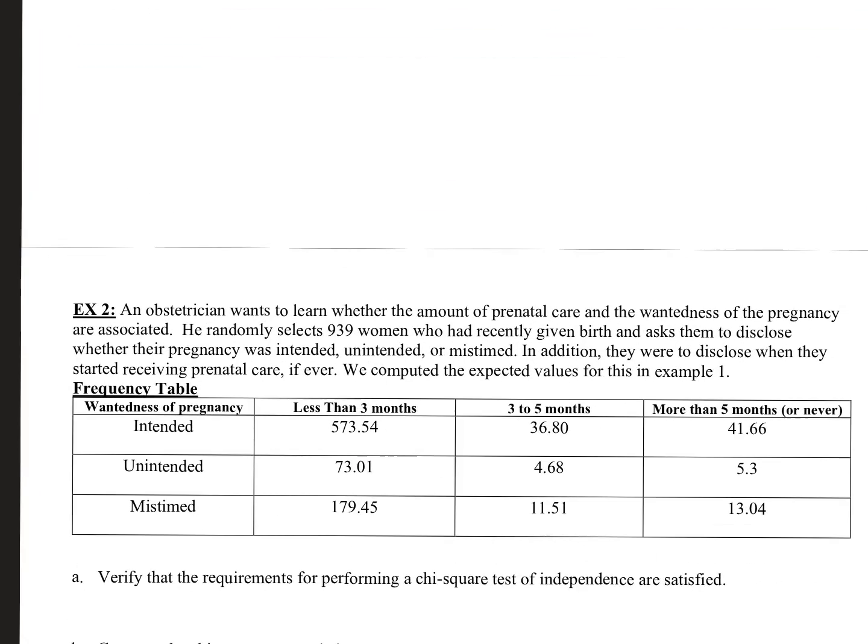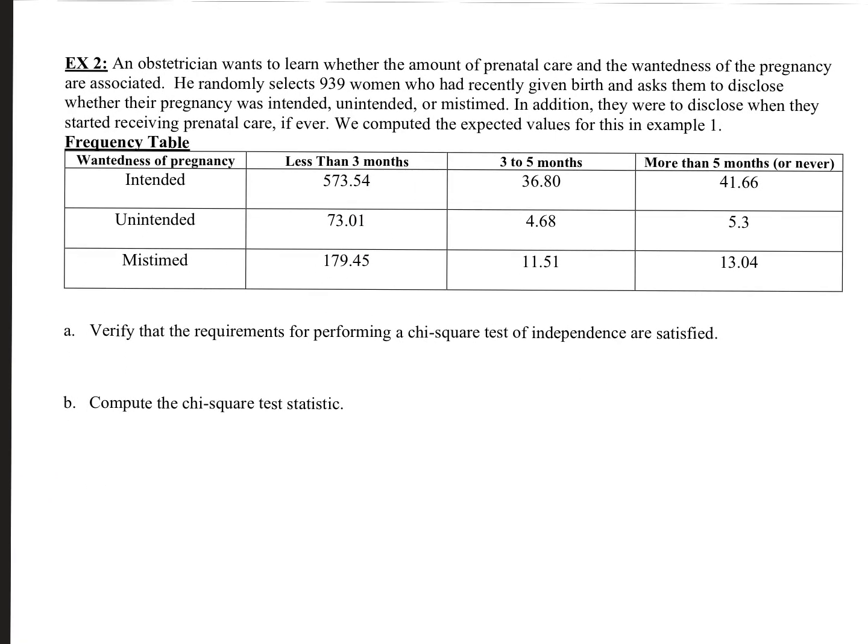Alright, so now let's take a look at example 2. An obstetrician wants to learn whether the amount of prenatal care and wantedness of the pregnancy are associated. Wantedness is a strange word, our textbook uses that word, but my computer didn't think it was a word. He randomly selects 939 women who had recently given birth and asks them to disclose whether their pregnancy was intended, unintended, or mistimed. In addition, they were to disclose when they started receiving prenatal care, if ever. We computed the expected values for this in example 1, so now we're actually going to use them.